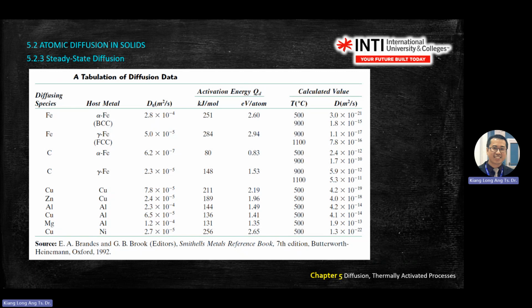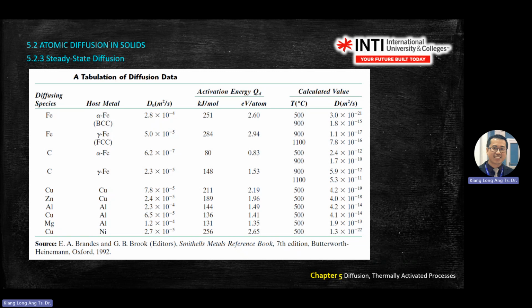Right. So Ferrum. Okay. So sometimes I will modify the table a little bit. I will remove diffusion species and put solute. Host metal I'll remove and put solvent. So I'll remove all the sensitive words here so that I can assess whether you understand what is solute and solvent. Then D0, sometimes I remove, sometimes I do not remove.